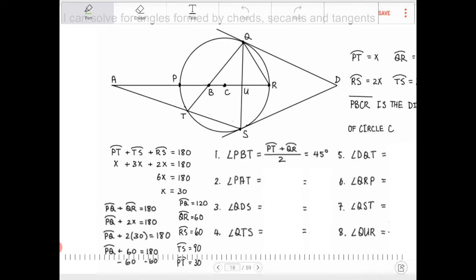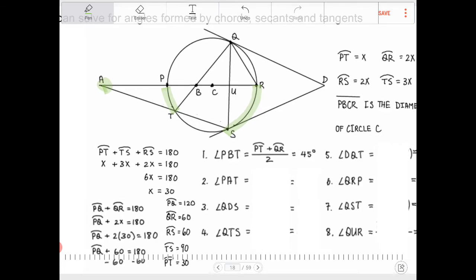Next, I need to figure out angle PAT. Angle PAT is on the outside, so the intercepted arcs are over here and there. Because it's on the outside, I'm going to have to find the difference between those two. So arc RS minus PT divided by 2 will give me 15 degrees.